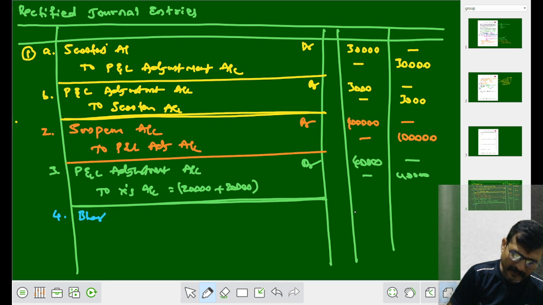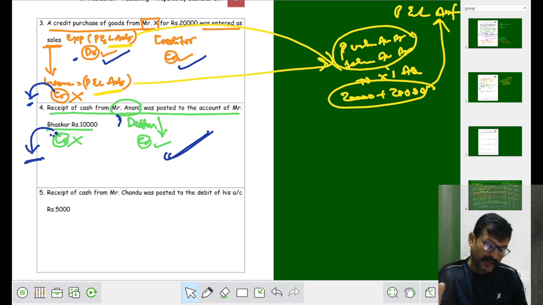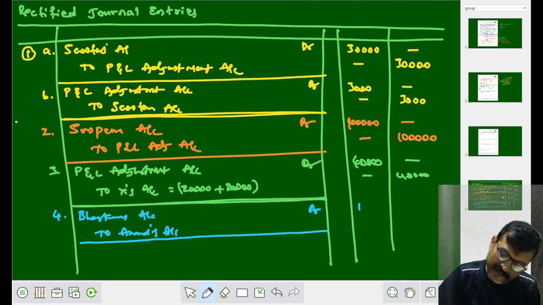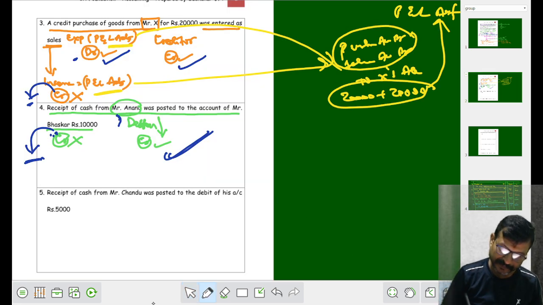Bhaskar's account debit to Anand's account. Being wrong credit to Bhaskar is rectified. An amount of rupees 10,000, 10,000. I hope you got it. Then see the next one.